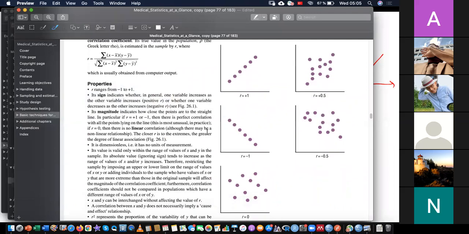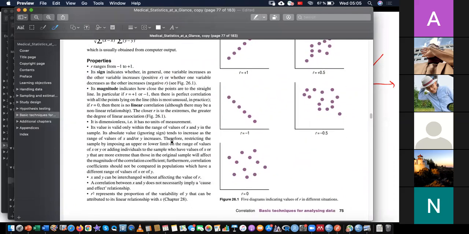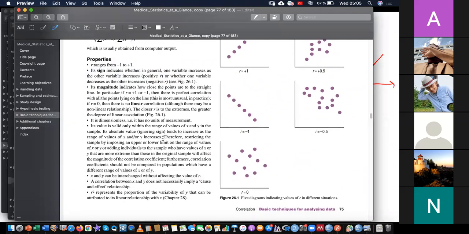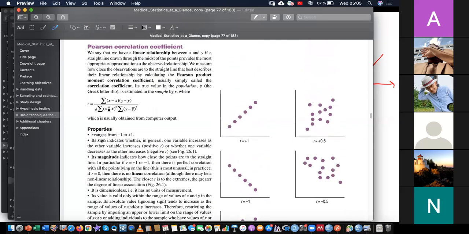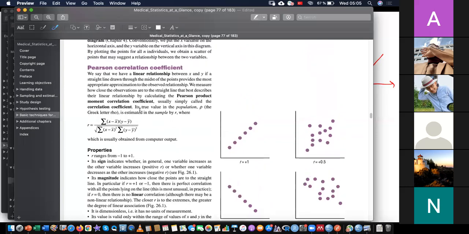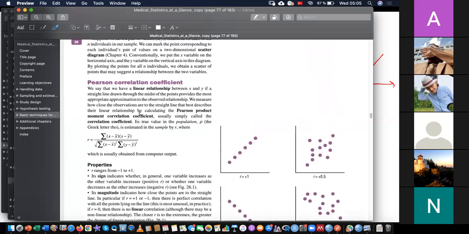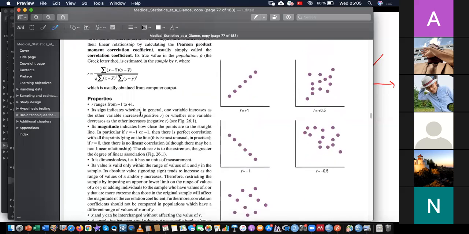It is very simple in the beginning, but there are some rules, of course. How to calculate the R, I will not ask this. I don't think it is easy to remember for you.